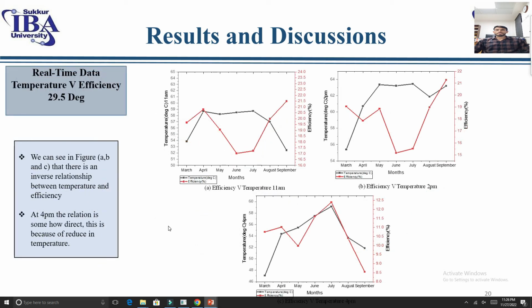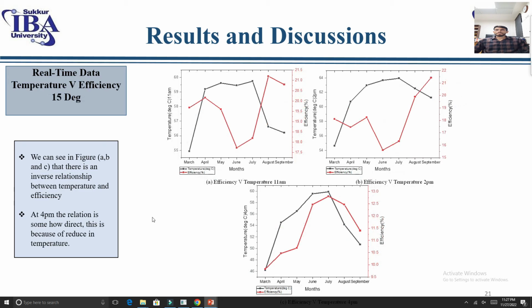Here we did some temperature versus efficiency comparison. We see in figures A, B and C that there is an inverse relationship between temperature and efficiency. At 4 p.m. the relation is somehow direct because the panel surface temperature reduced pretty much. So this is the temperature versus efficiency comparison on the 15 degree angle. We can see that there is an inverse relationship again. At 4 p.m. the relation is direct because the temperature is reduced to a low level.